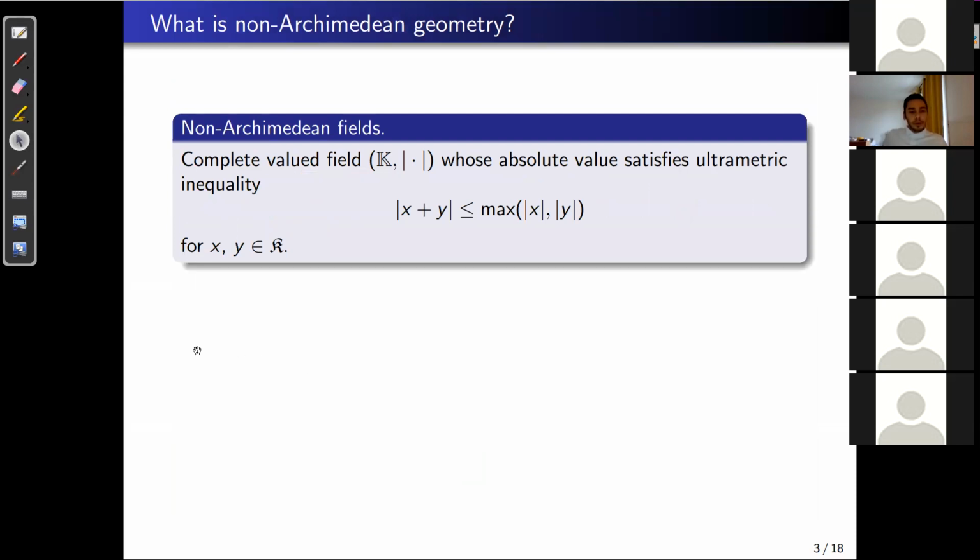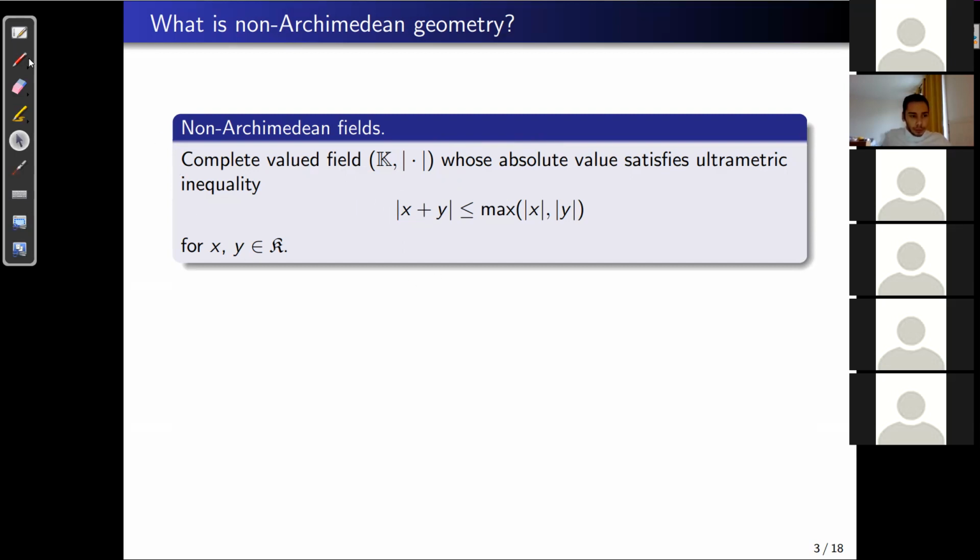So we will start by defining our very most basic object, which is a non-Archimedean field. We will define a non-Archimedean field to be a field that has an absolute value, and we ask that it is complete with respect to the topology induced by its absolute value. And furthermore, we ask that this absolute value satisfies the ultrametric inequality here. So the absolute value of a sum of two elements is at most the maximum of their individual absolute values, which is something that refines the triangle inequality. And it's actually very strong. It makes a lot of things strange.